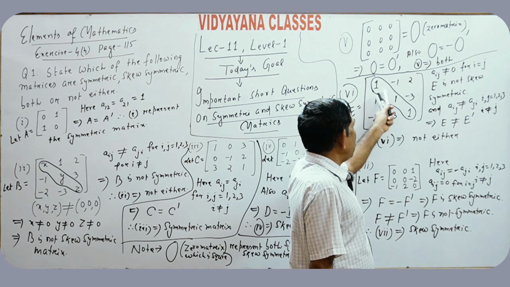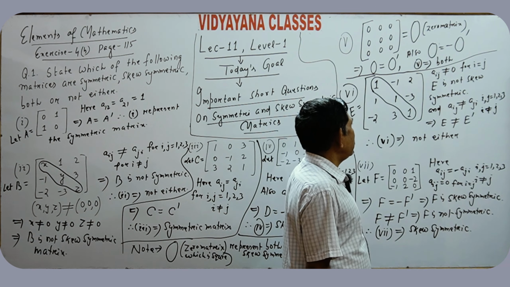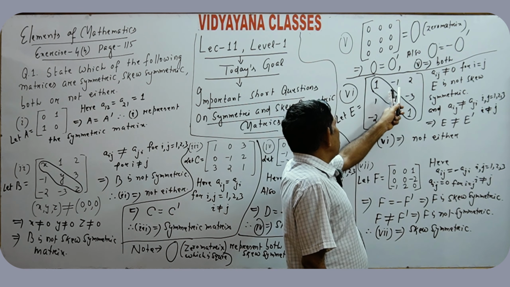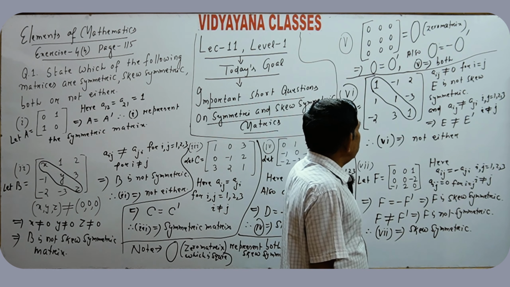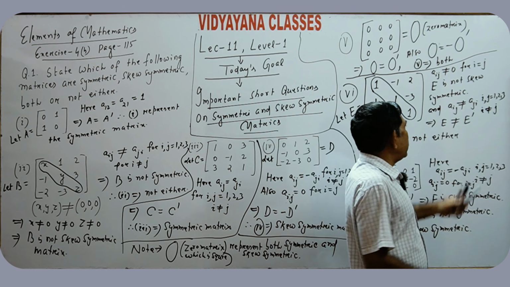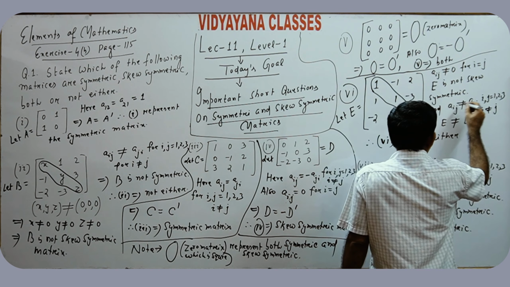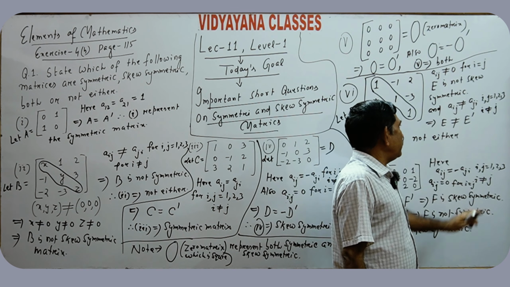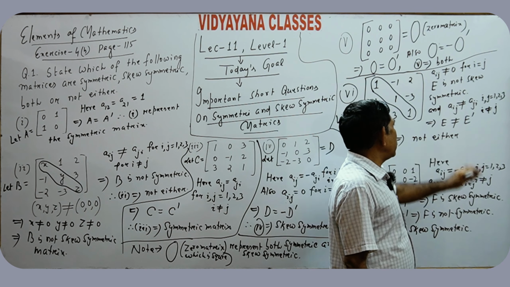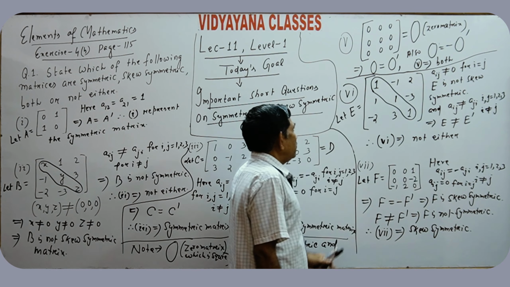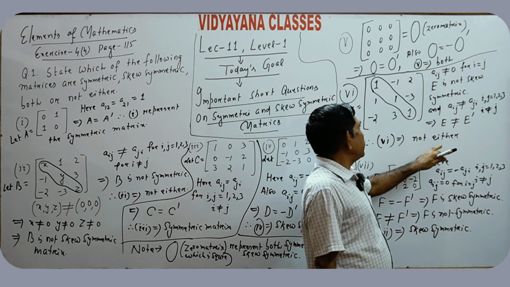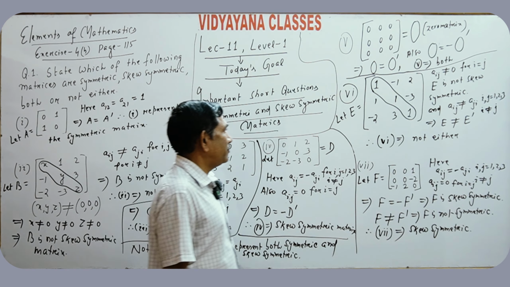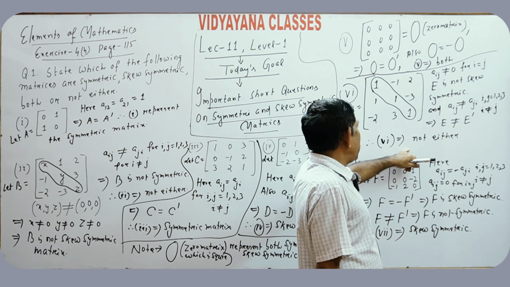Sixth bit, all diagonal elements are not 0, so it is not skew symmetric. A12 is negative. Also Aij is not equal to Aji, i varies 1, 2, 3, i not equal to j. E is not equal to E dash. So the sixth bit is neither symmetric nor skew symmetric. Clear? So it implies not either.